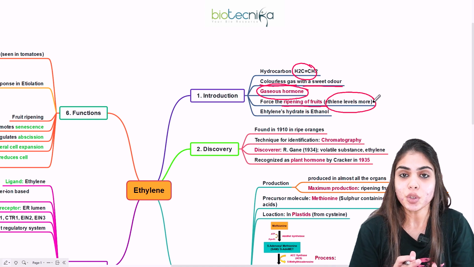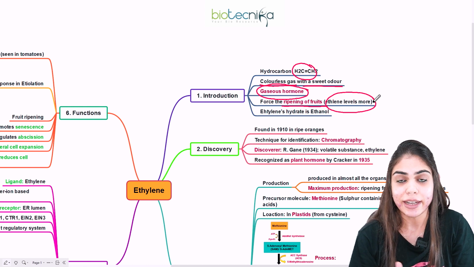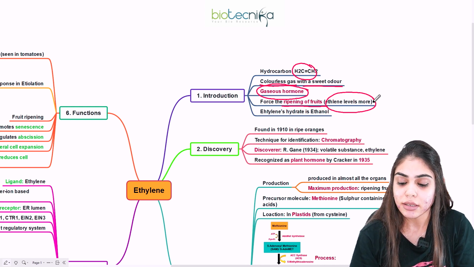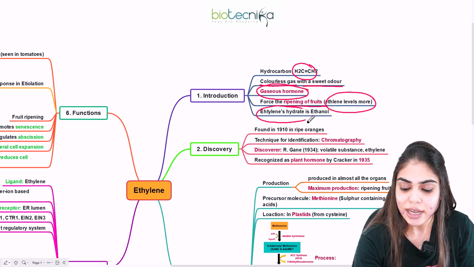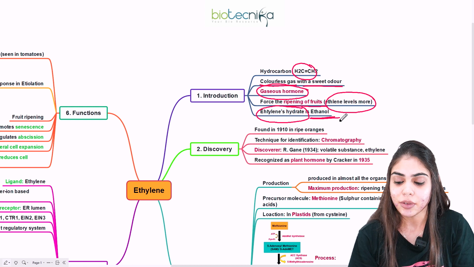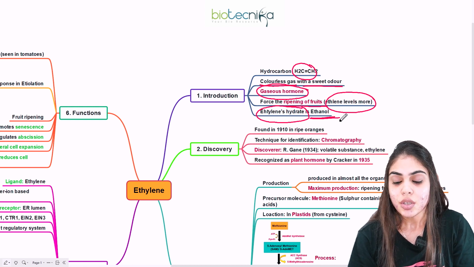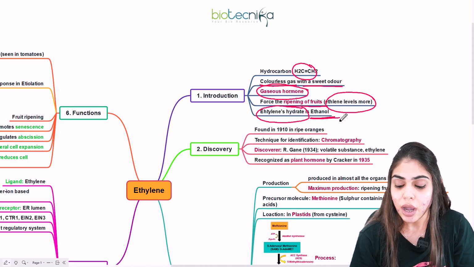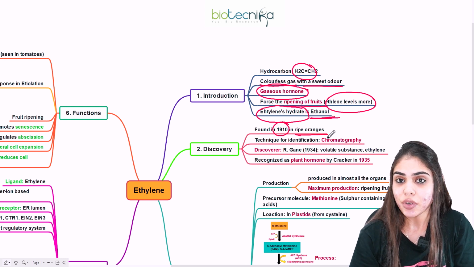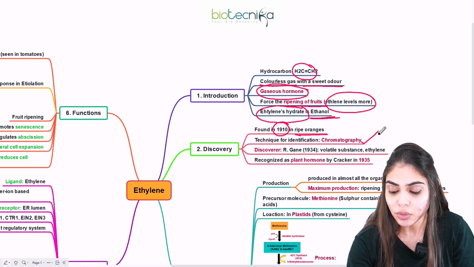So if you compare two fruits, one that is ripened and the other that is a raw fruit, the ripened fruit will have more ethylene, which forces the ripening of fruits in plants. And when ethylene is hydrated, it is converted to ethanol. So the ethylene hydrate is called ethanol. For the very first time, it was found in 1910 in ripe oranges, and the technique used for the identification of this phytohormone was chromatography.